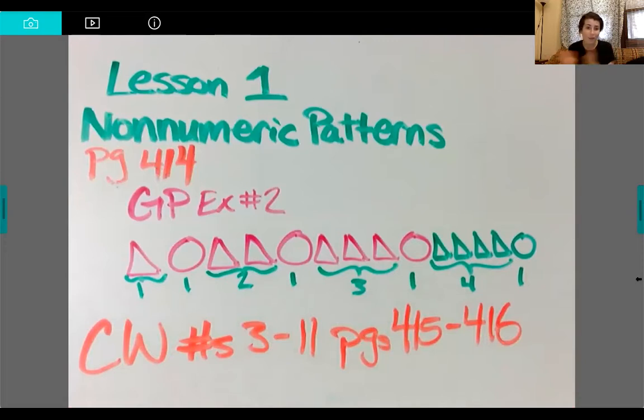That's our math lesson 1 on non-numeric patterns. Friends, I hope that you feel like at the end of today that you can say, I have been successful in being able to describe non-numeric growing and repeating patterns.